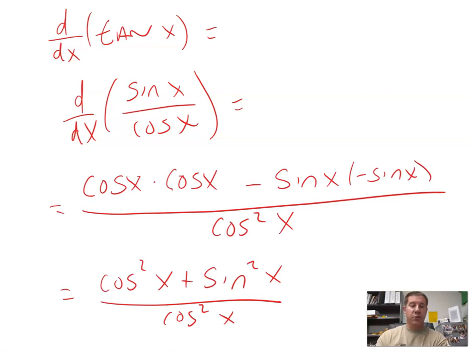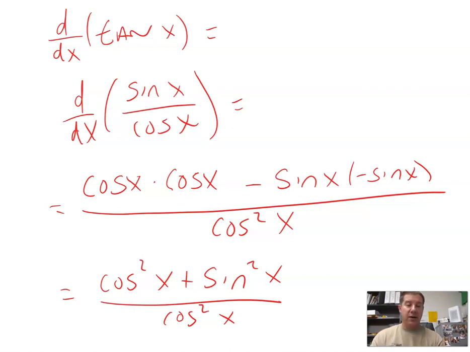So if we're using the quotient rule, I've got low d high minus high d low. Derivative of cosine is negative sine. Square the bottom, and off we go. Okay. And then I can put this together. Cosine times cosine is cosine squared x. Negative sine x times negative sine x is positive sine squared x. All over cosine squared x.